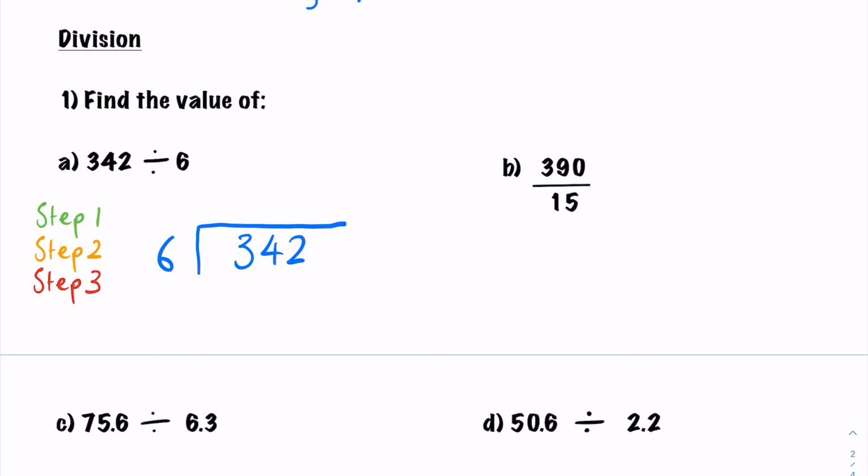Now, step 1, all we do is we find how many 6's go into our first number. So how many 6's go into 3? And of course, the answer is none. No 6's go into 3. And so what we do with that 3 is we cross it out and we carry it over to the next column to make 34 in that column now.